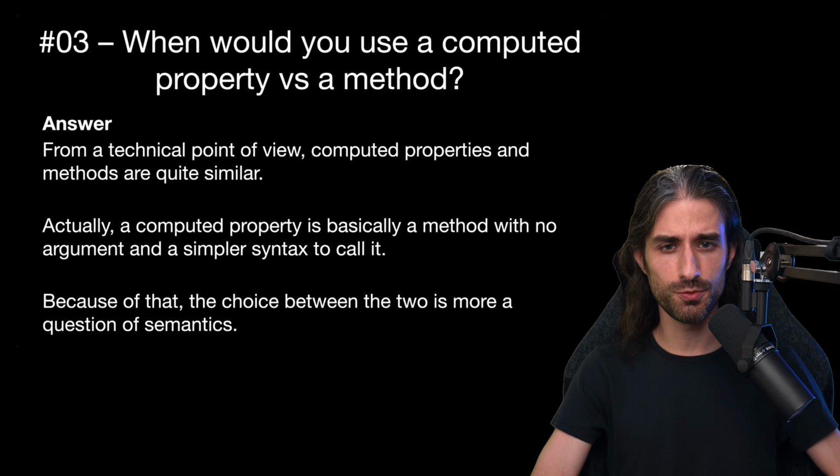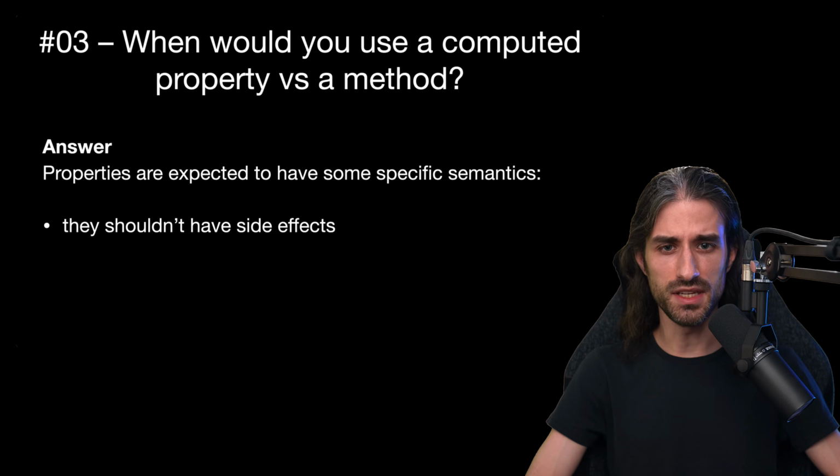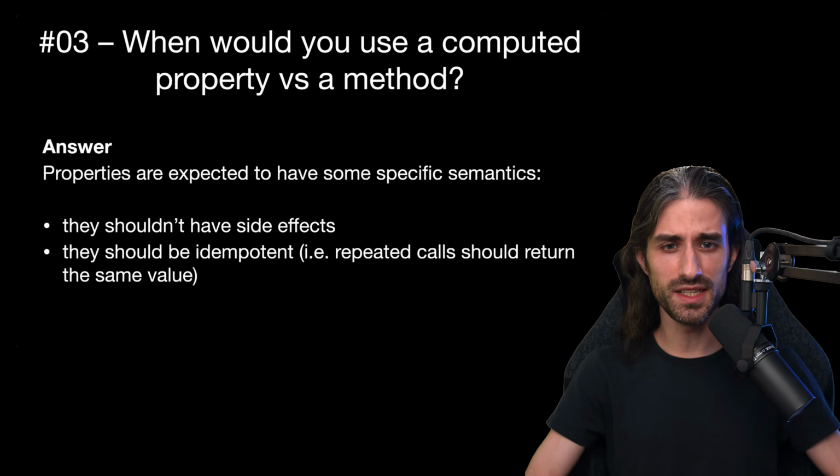And because of that, the choice between the two options cannot really be decided from the technical point of view, but rather should be decided from a semantics point of view, meaning we should consider what the code actually does. Because in Swift, properties are expected to have some specific semantics. They shouldn't have side effects, meaning that calling a computed property should not produce a side effect in another part of our code. They should also be idempotent, which is a mathematical word to say that if we call the property several times successively in a row, it should always return the same value.